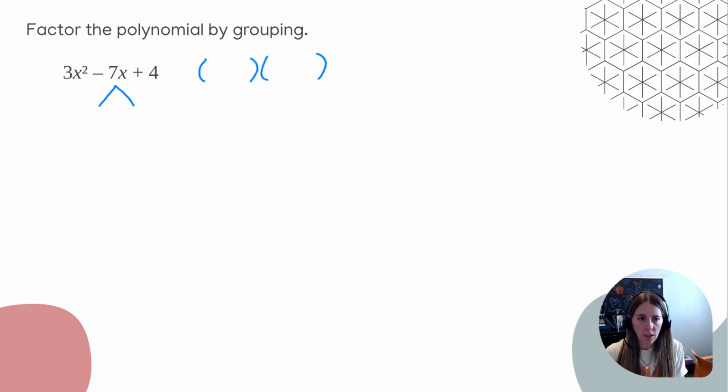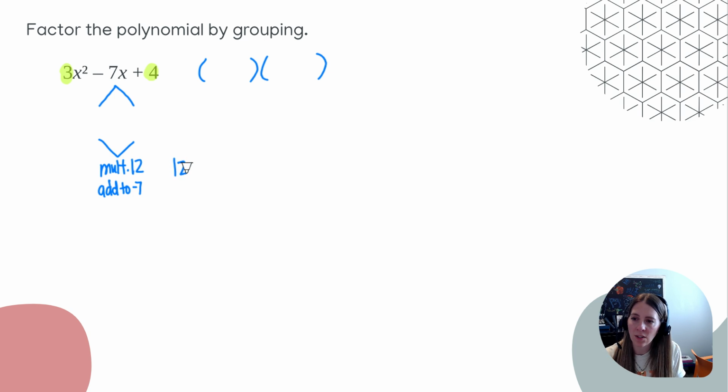So what we're going to do is we're going to look at our a and our c term, and we're going to say, okay, we want these two numbers to multiply to be 3 times 4, which is 12. So we want two numbers that multiply to be 12. And then, of course, they have to add or combine to be -7. Add to -7.